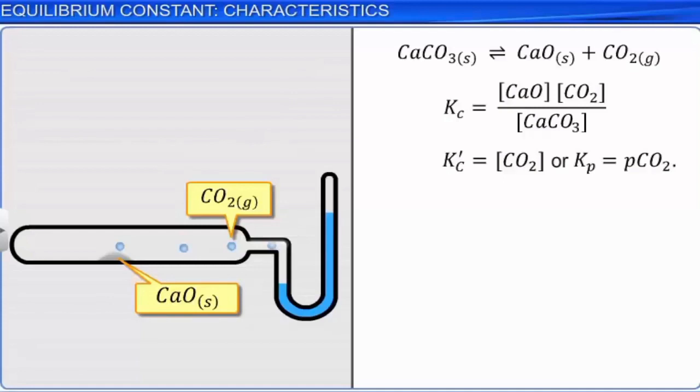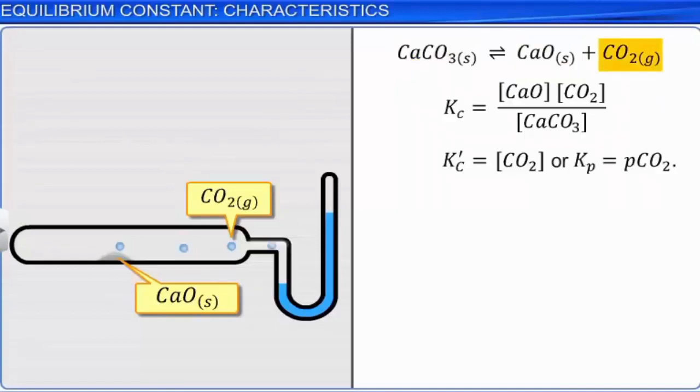Now, the modified equilibrium constant for the system becomes Kc dash is equal to the concentration of carbon dioxide, or Kp is equal to the pressure of carbon dioxide. This expression clearly shows that at a particular temperature, irrespective of the masses of the two solids, calcium oxide and calcium carbonate, there is a constant concentration or pressure of carbon dioxide in equilibrium with calcium oxide and calcium carbonate.